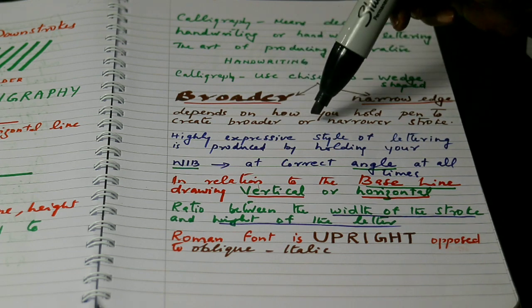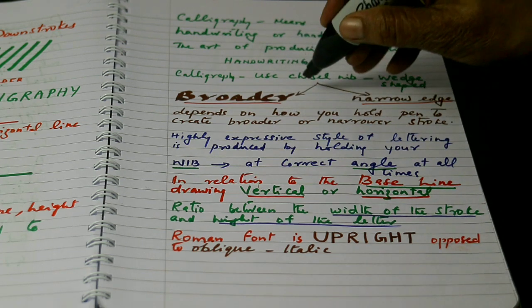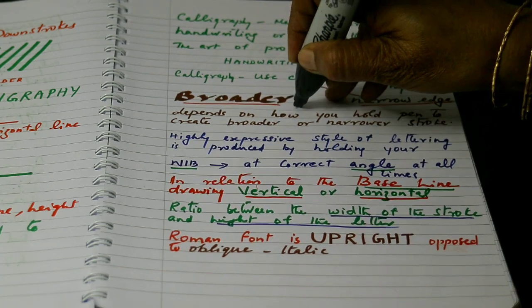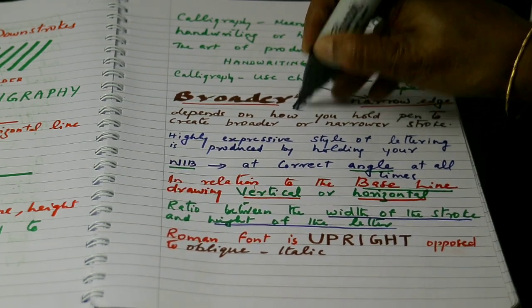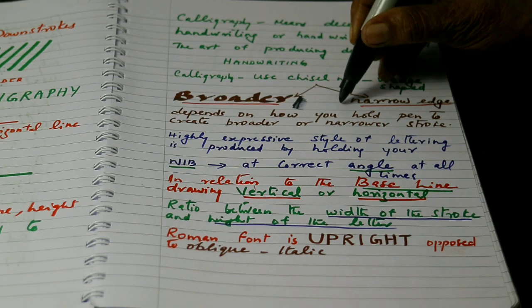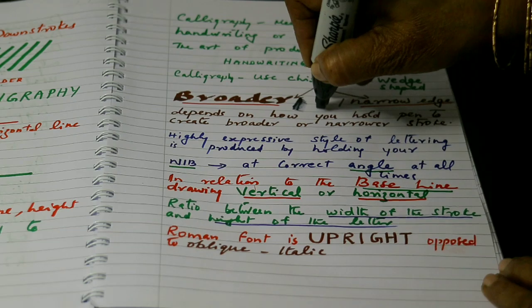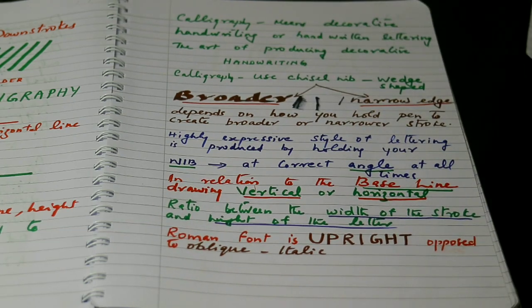It creates a broader or narrower stroke. Suppose you keep it this way, we will get a broad strip. And suppose you are using it this way, you will get a narrow strip. So a broad and a narrow strip.